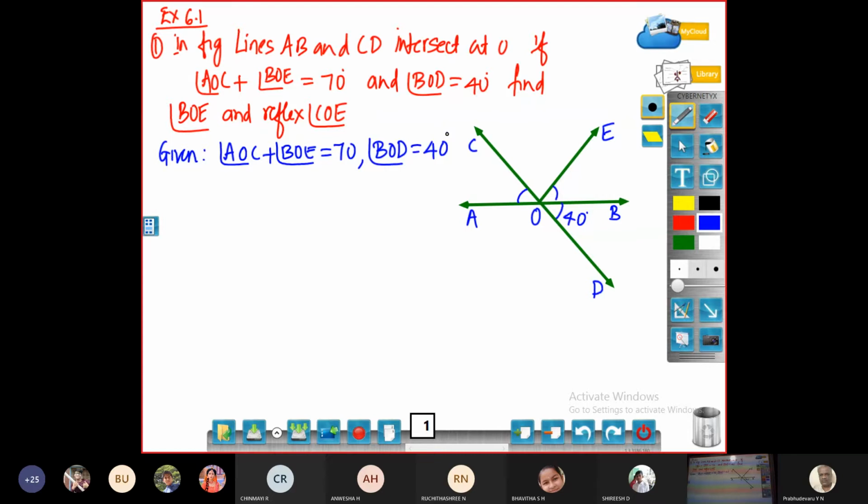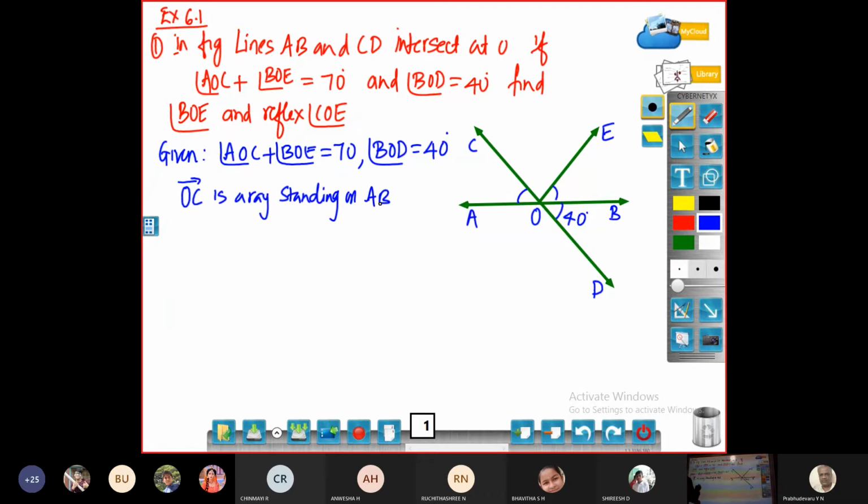Now find the angle BOE and reflex angle COE. So now let us see that OC is a ray standing on AB. Let us write: OC is a ray standing on AB. Now you can make these adjacent angles.